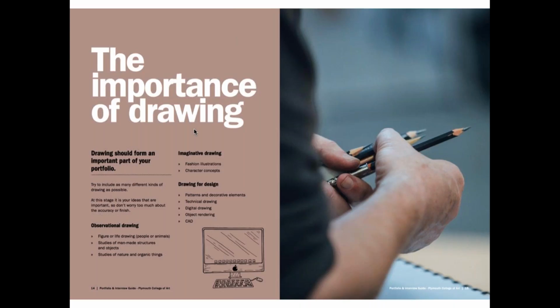Observational drawing is a really great one as well to put into your sketchbook or your portfolio. Figure or life drawing, studies of man-made structures and objects, studies of nature and organic things. Again, these will be a part of your practice no matter what art degree you go on to: the ability to look at something and translate that into a creative form. It doesn't have to be your traditional pencil to paper, but it's great to see students being really observational with their surroundings.